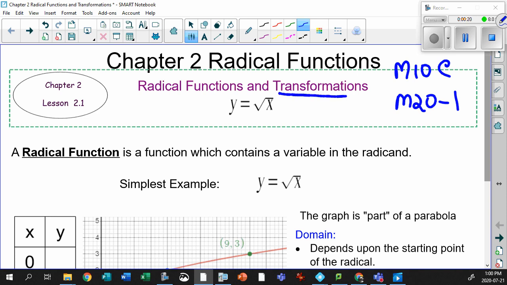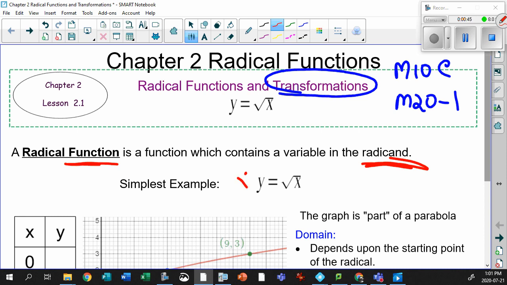I want to actually take the graph of these guys and I want to transform them. So in other words, I want to stretch them, I want to reflect them. I want to translate them by moving them up and down, left and right. Oh, way too cool. But remember, if you're looking at the definition of a radical function, it's a function which contains a variable in the radicand.